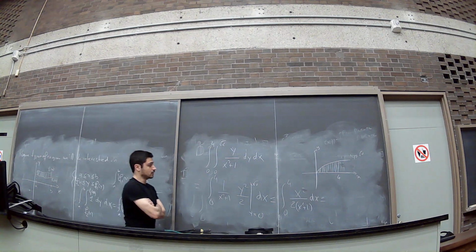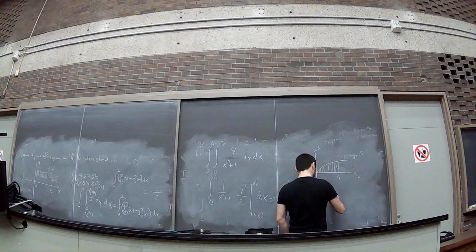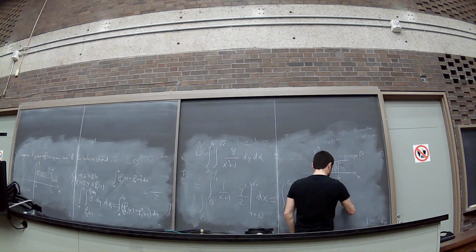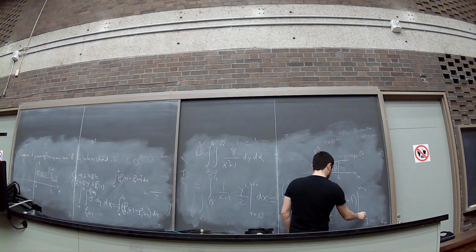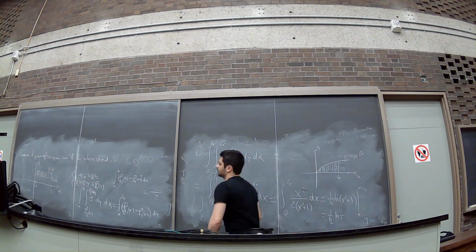So 1 over 4 ln of x squared plus 1, thank you, from x equals 4 to x equals 0. So 1 over 4 ln 5.